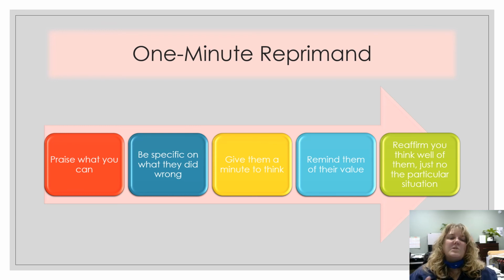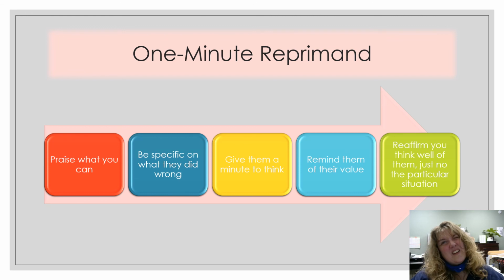Be very specific. Don't pull that mentality of, well, I'm going to fuzz this over and make it sound kind of frou-frou-y, and I'm not going to give you really what the real problem is.